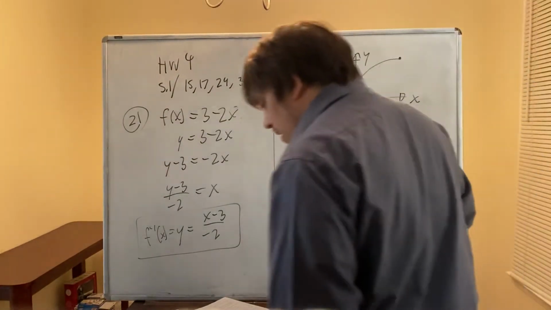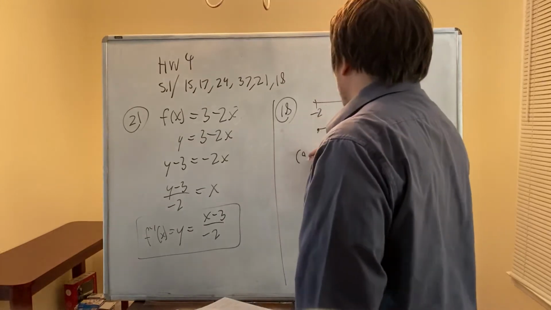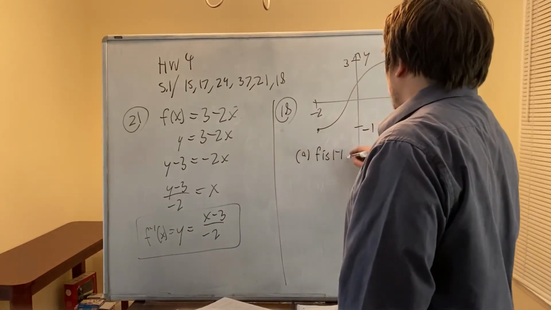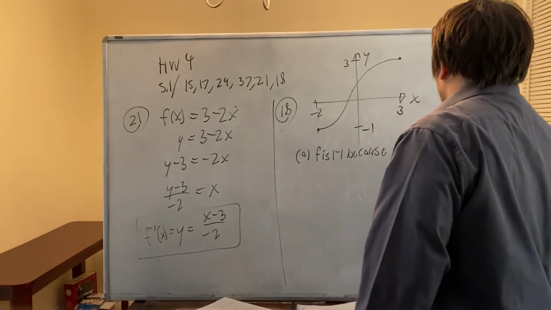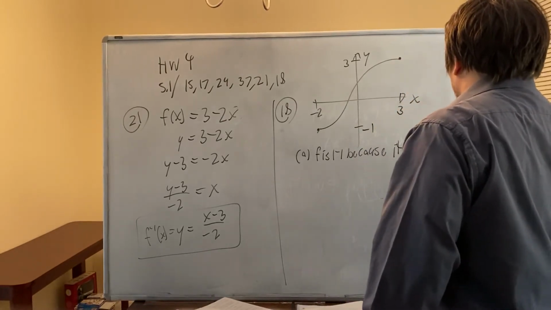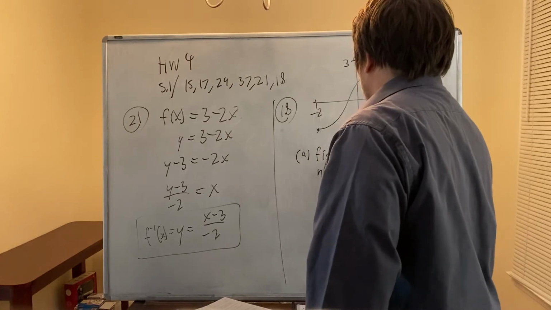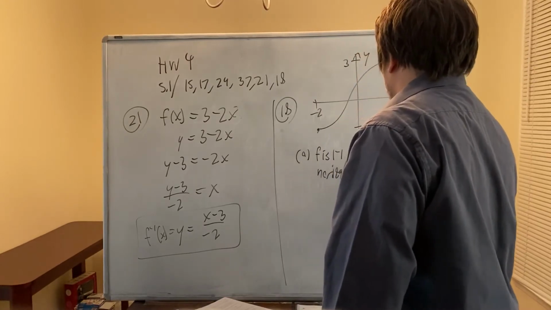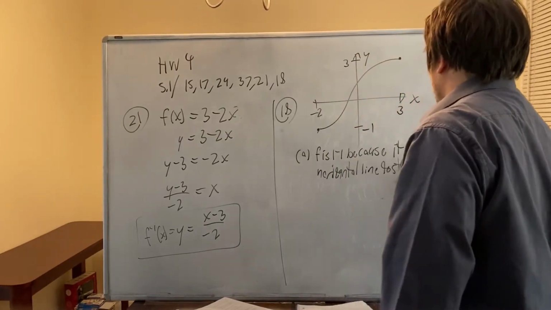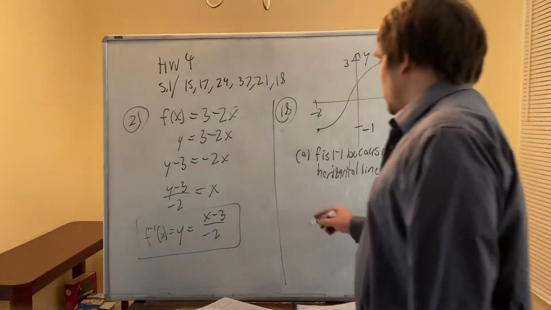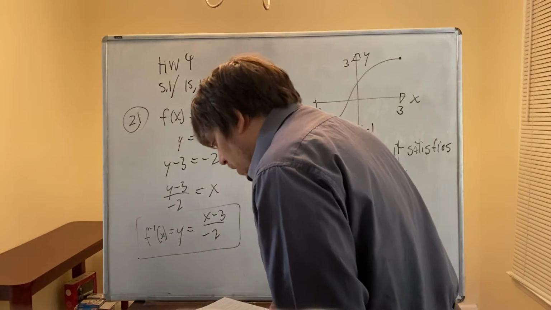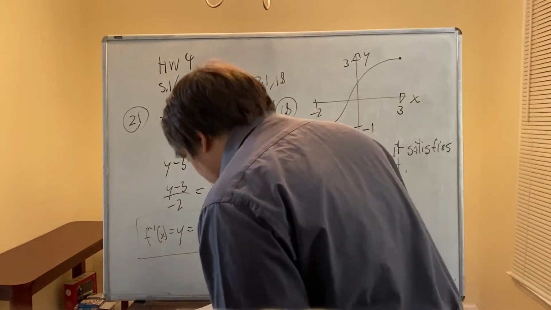Okay, so in A it says y is f, one to one. F is one to one because it satisfies the horizontal line test. Right? Every horizontal line intersects that graph at most one time. So it's a one-to-one function. For part B, what is the domain and range of f inverse?